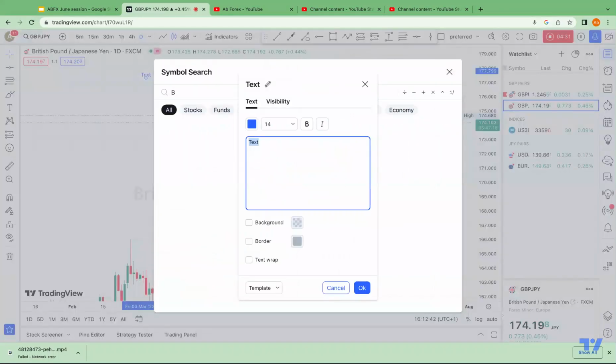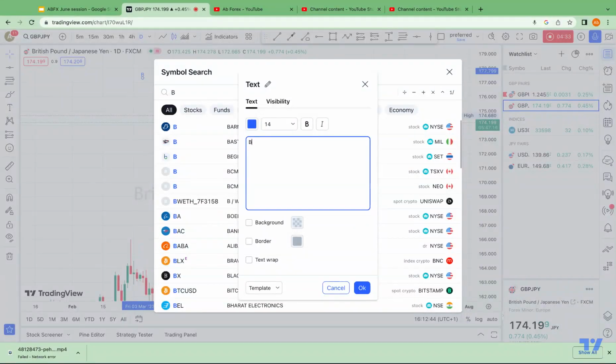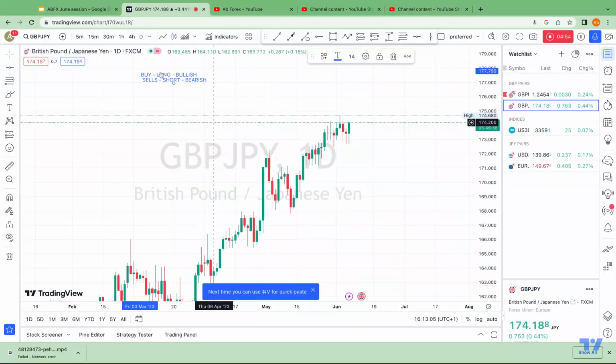So I'm speaking about bullish, buy. We have buy, we will say it's long, bullish. You have sell, you have short, bearish. Exactly. So this is what you're going to have.